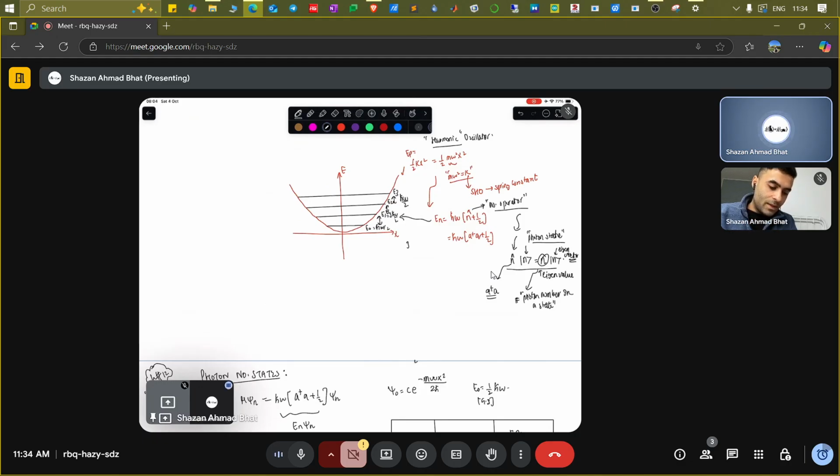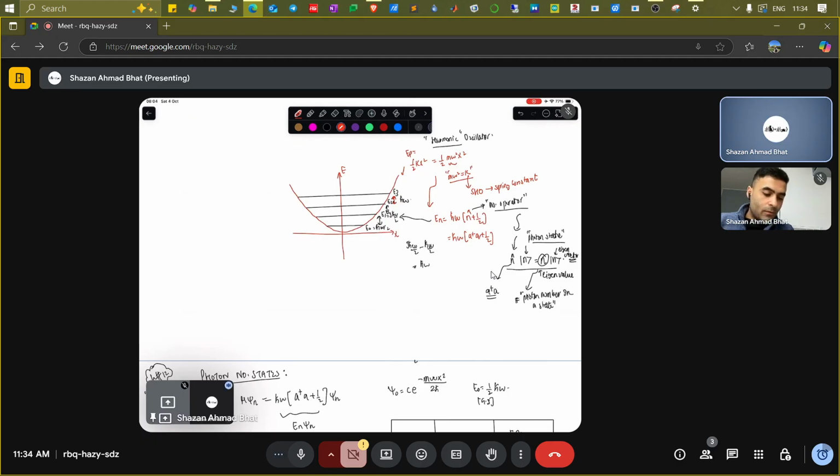So what will be the spacing? 3h bar omega by 2 minus h bar omega by 2, you get h bar omega. So this spacing is h bar omega, and it is the same everywhere. I'm talking about the spacing between two energy levels in a harmonic oscillator. As you go from one energy level to another, there is an energy difference of h bar omega.